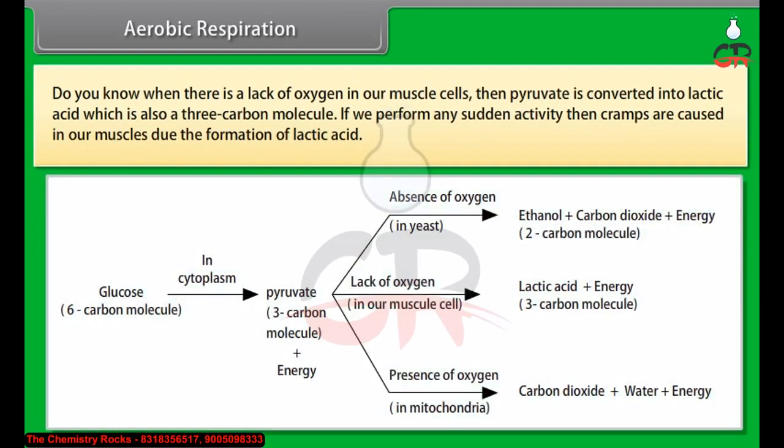Do you know what happens when there is a lack of oxygen in our muscle cells? Then pyruvate is converted into lactic acid, which is also a 3-carbon molecule. If we perform any sudden activity, then cramps are caused in our muscles due to the formation of lactic acid.